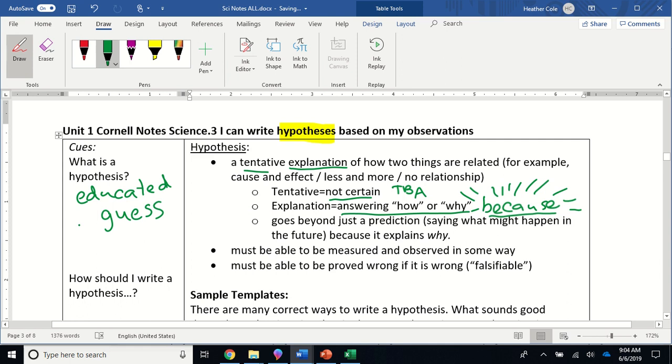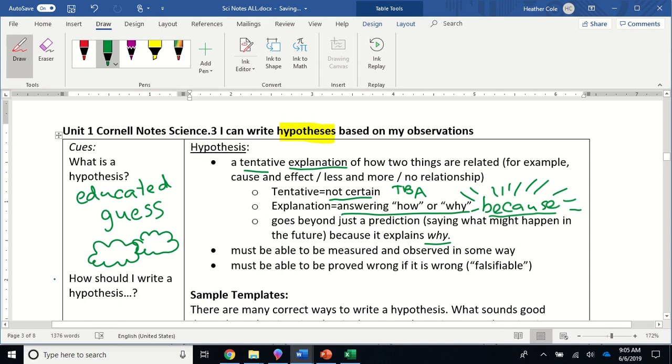So we don't just say, like, I think it's going to rain today. You say, I think it's going to rain because the clouds in the sky are very dark and there are a lot of them. And I have noticed in the past that when the clouds are dark and when there are lots of them, it rains. It has to be something that we can measure and observe.